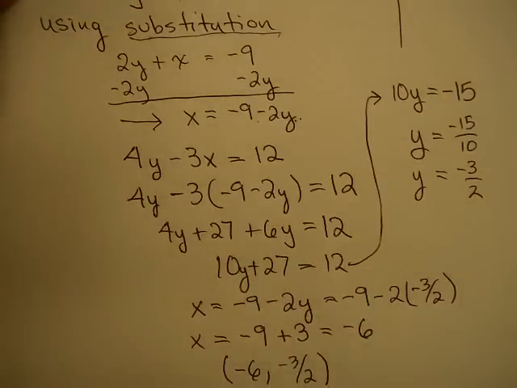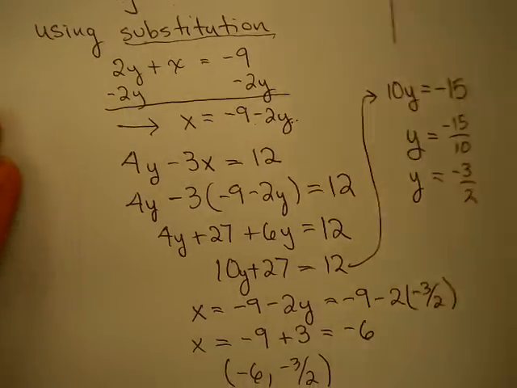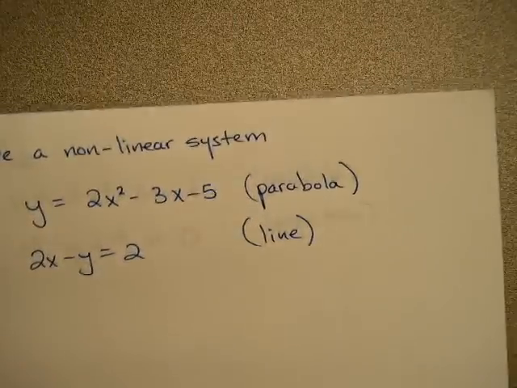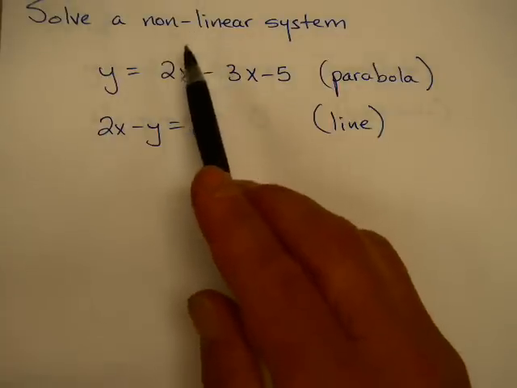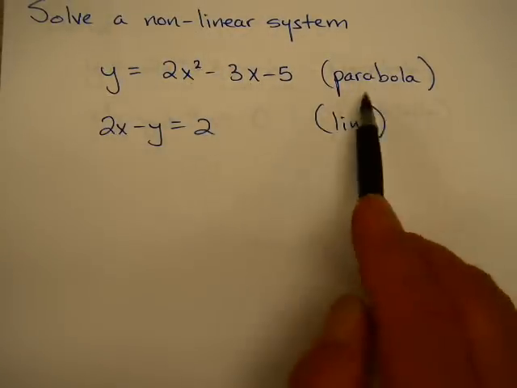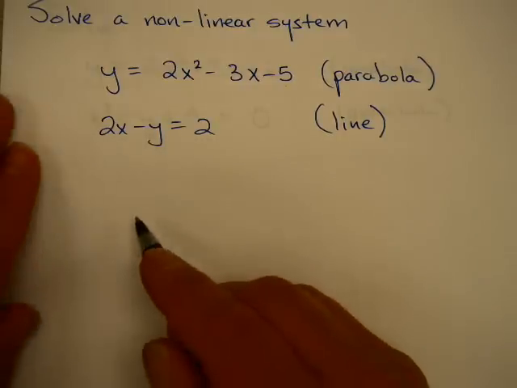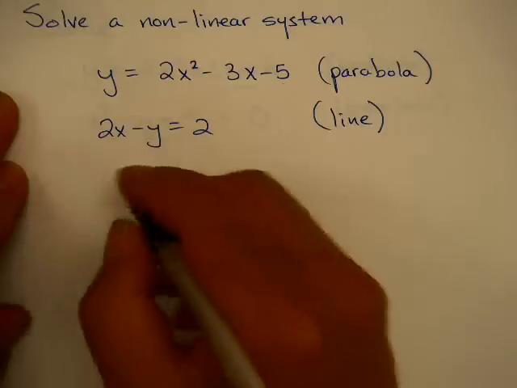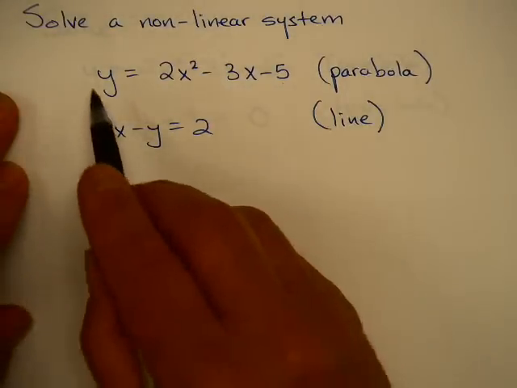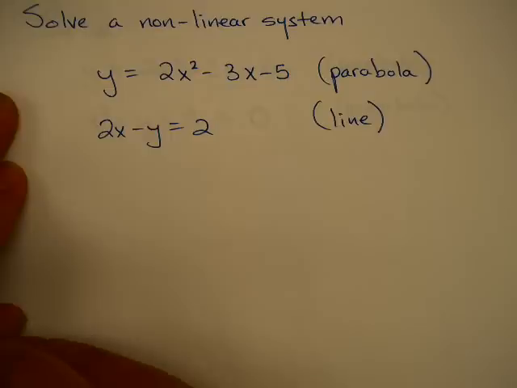Now, in Math 93, we always dealt with linear equations, equations that were lines. In the past few weeks in this class, we have dealt with equations that are not lines. For example, look at this system, which is called a nonlinear system. We have y equals 2x squared minus 3x minus 5, which is a parabola, and 2x minus y equals 2, which is a line. To solve this using substitution, we're going to use the same method. We're going to solve one of these for one of the variables and plug it in to the next one.